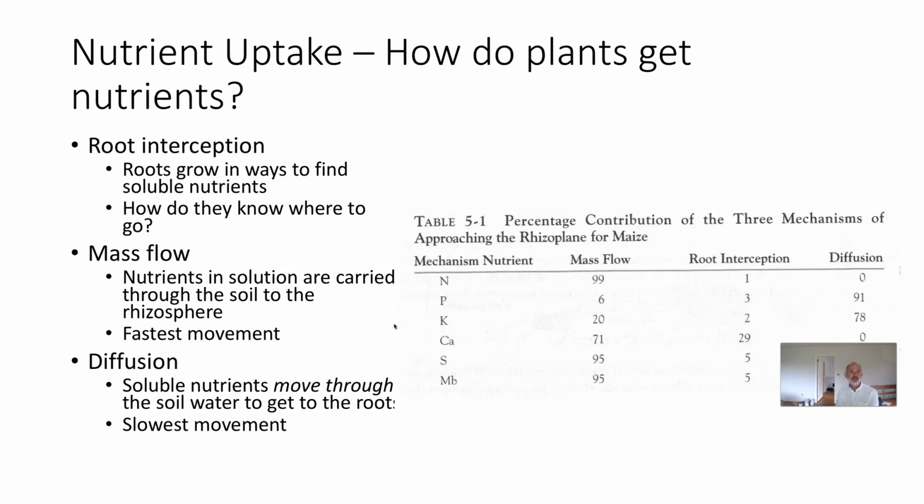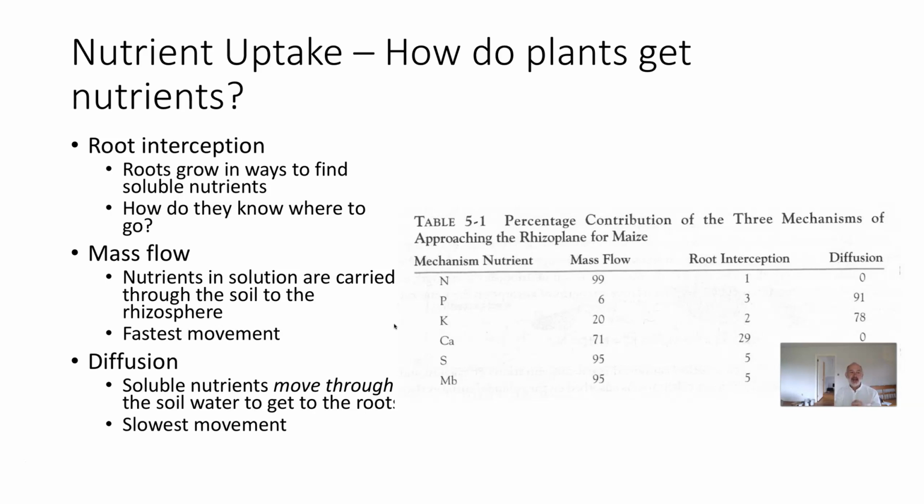The first is root interception. This is where roots essentially grow in ways to find those nutrients, right? So it's the roots finding the nutrients. They're looking for it, and they have ways of trying to figure out where it is, kind of putting out feelers or scouts almost to figure out where those nutrients are.